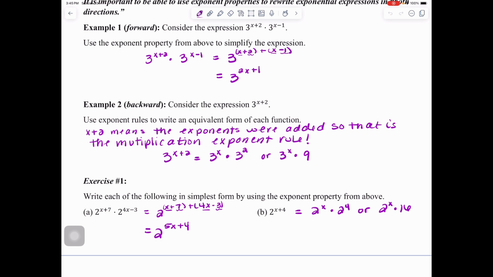In part B, I was looking for you to go backwards. Since this is 2 to the x plus 4, we should be able to break that apart. Since it was x plus 4, we know that must have come from adding the exponents, which is the multiplication rule. So that means I can take this and break it apart into 2 to the x times 2 to the 4th. Or, of course, that would be the same as writing it as 2 to the x times 16.